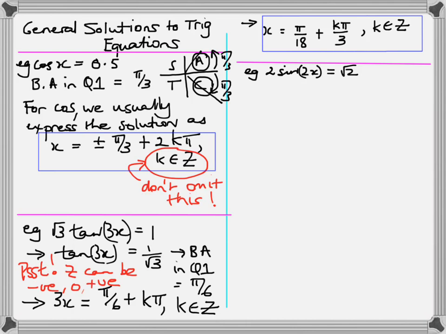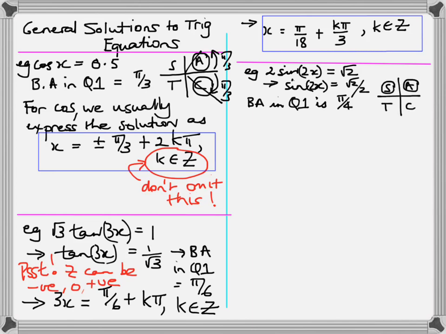Alright, another one. 2 sine of 2x equals root 2. Okay, let's just get rid of that 2, divide both sides by 2. So sine of 2x equals root 2 on 2. And that's looking familiar. The basic angle for that one is pi on 4. Yes, it is. So now we've got to figure out which quadrants our solutions are going to be in. And yes, they are in quadrant 1 and quadrant 2. So we've got to find a way of representing the infinite number of solutions for this example.